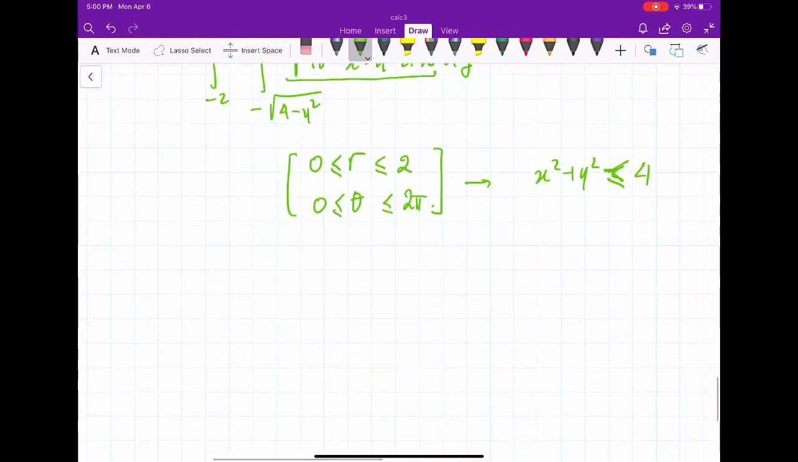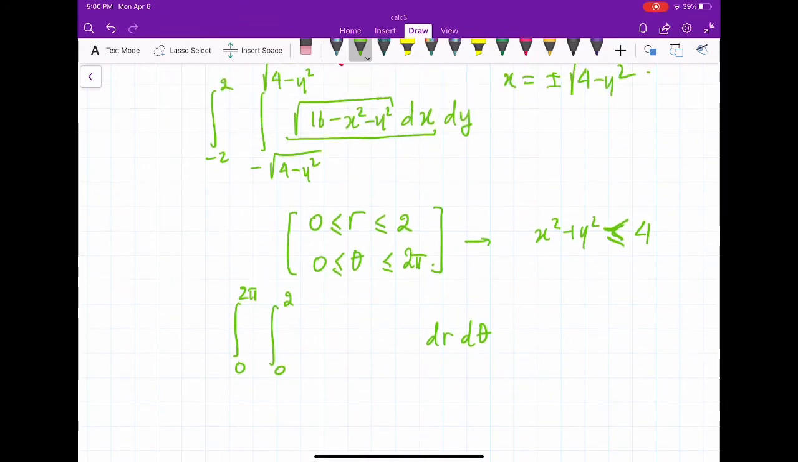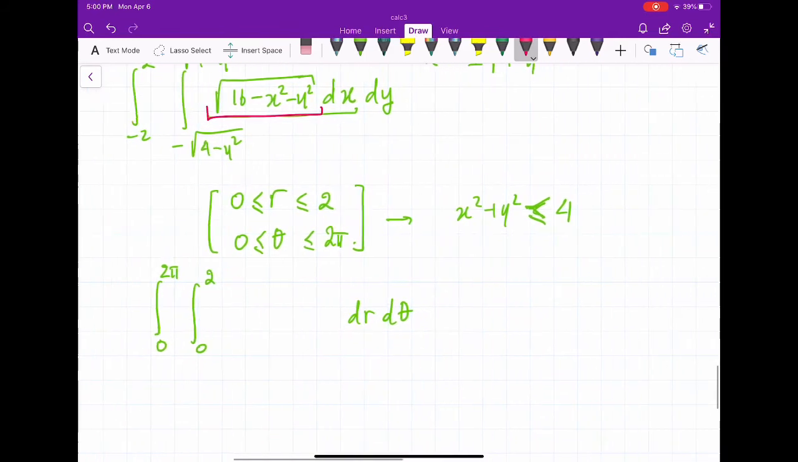And the integral looks like this. If you want to write dr d theta, I have d theta outside, with 0 to pi, and inside I have 0 to 2. And now I can change the function accordingly. Look at this.